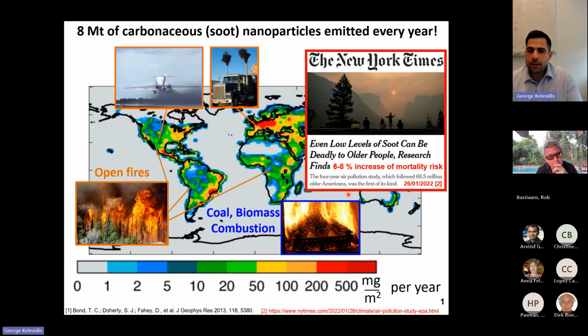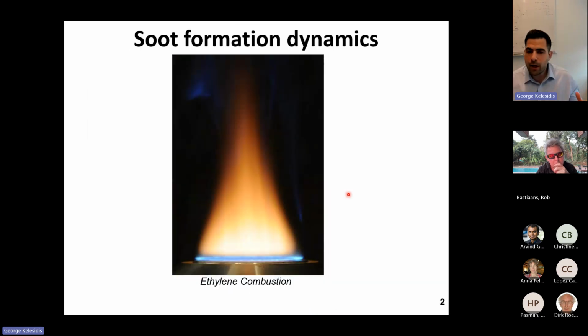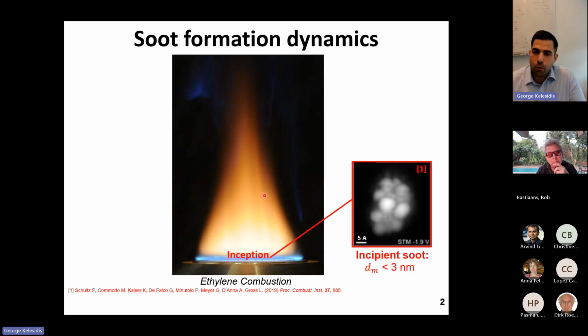So in order to understand, mitigate and eliminate the climate and health effects of soot, we need to understand how soot is formed during combustion. And for simplicity, I'm going to show you this for a simple premixed ethylene flame that you can see in this image over here. Now, advanced experimental techniques have provided us insights even at the earliest stages of soot formation. For example, scanning tunneling microscopy has revealed incipient soot nanoparticles formed at very small residence times during combustion in this premixed ethylene flame.